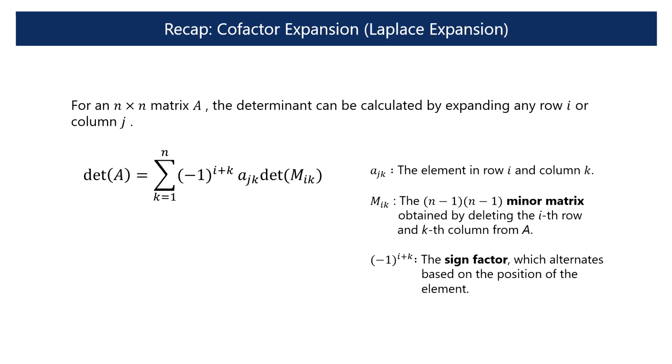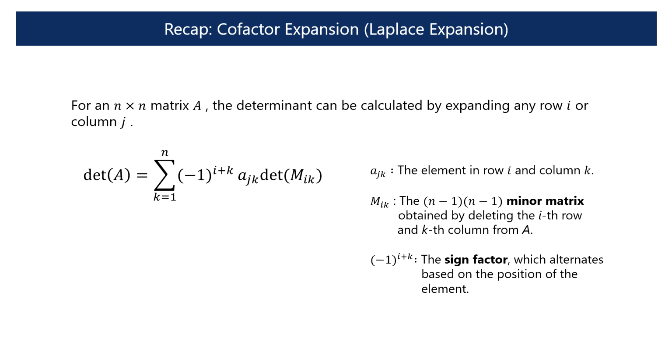As an appendix, let me explain why the general form of the characteristic polynomial holds. Before going to the explanation, let's recap cofactor expansion, also known as Laplace expansion. It is a systematic method to calculate the determinant of a square matrix by expanding along a chosen row or column. It reduces the calculation of the determinant of an n by n matrix into smaller determinants of n minus 1 by n minus 1 matrices.